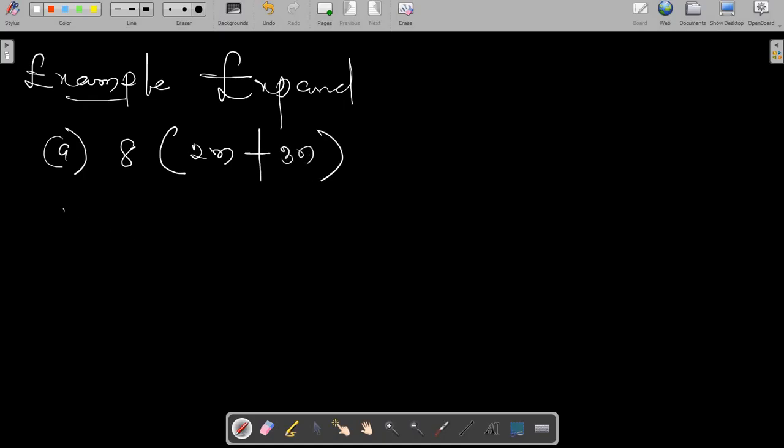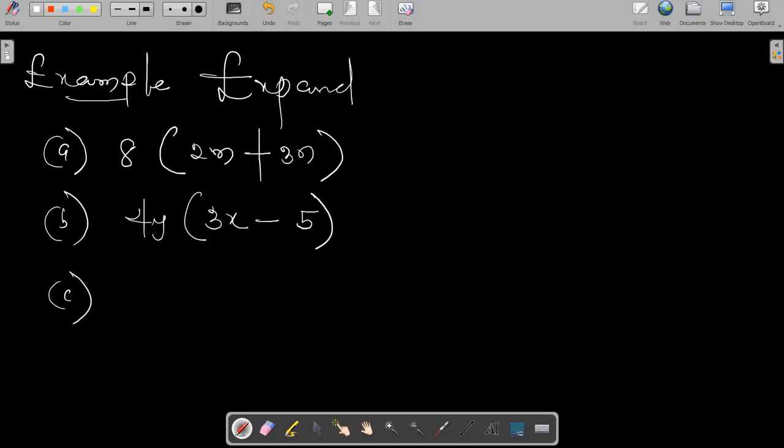Then the second one, the B part, we are asked to solve 4y into bracket 3x minus, let me use 5 here. Then the C part of the question, we are asked to solve 7a minus 2b, then all bracket like this. Let me put 3a here. So these are the questions. Let's take it one after the other.